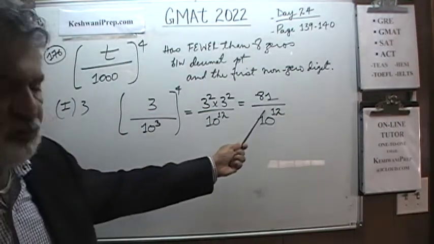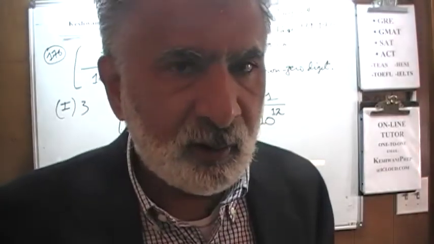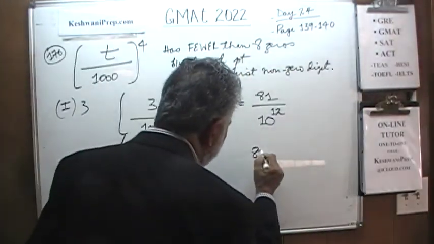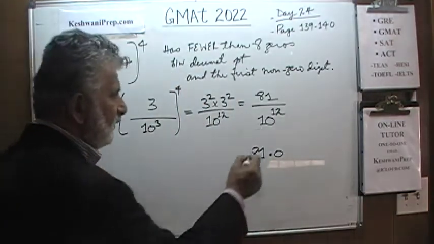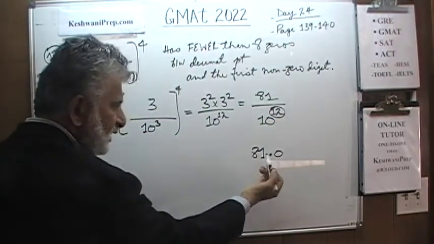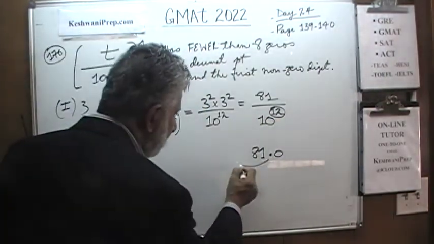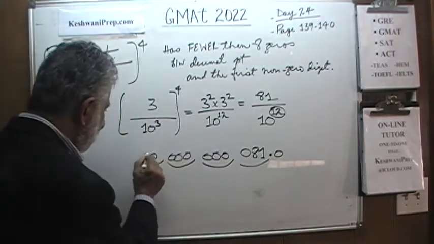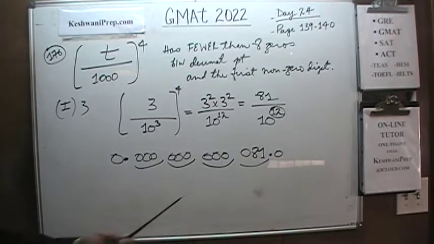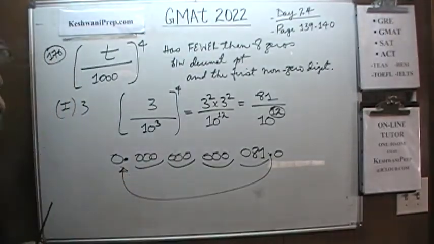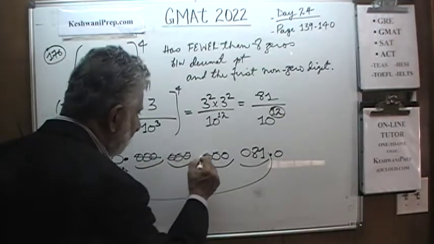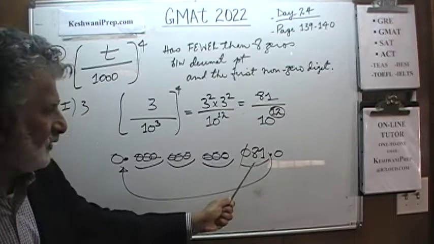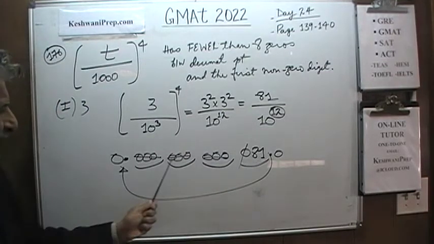Now the question simply is, when this quantity is written out in decimal form, does it have fewer than 8 zeros before we hit the first non-zero digit? Let's find out. So it's 81, and the decimal is right here. Since we're dividing by 10 raised to 12, we have to move this decimal 12 places. 3, 6, 9, and 12, and here is our decimal. As you can clearly see, we have 10 zeros before we hit the first non-zero digit, which is 8.